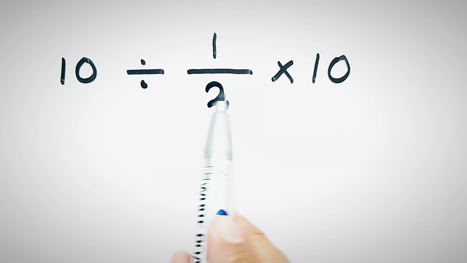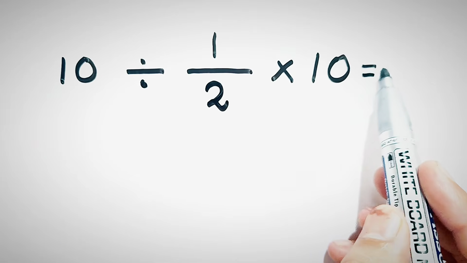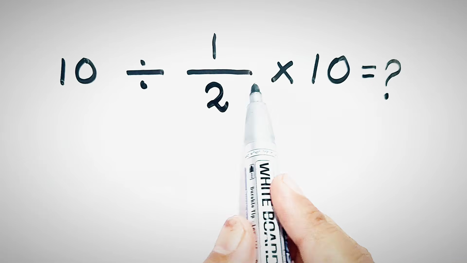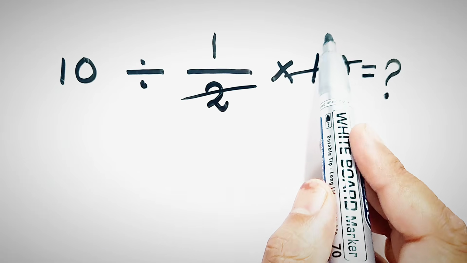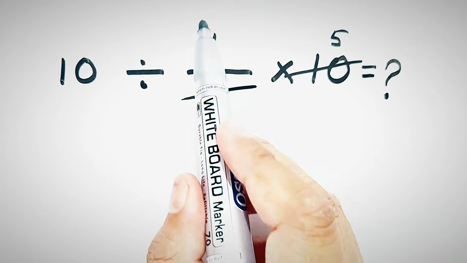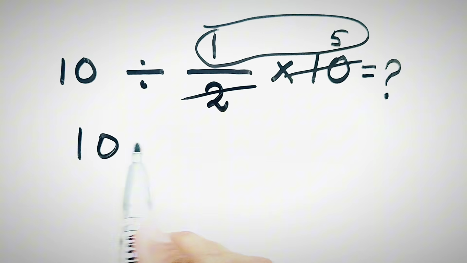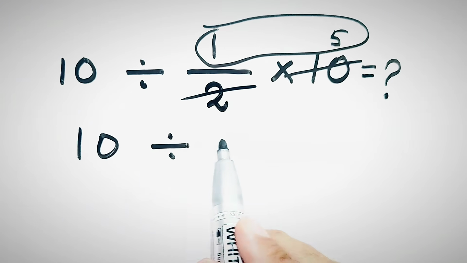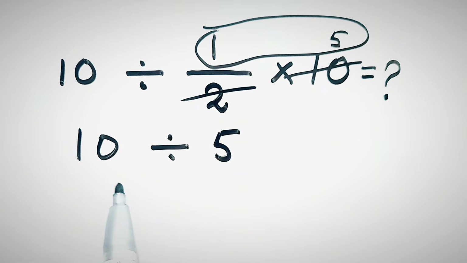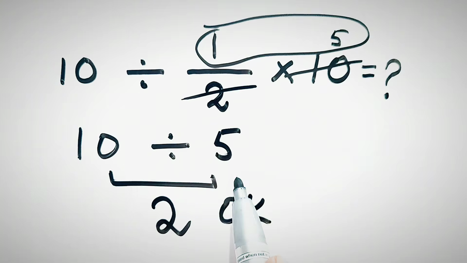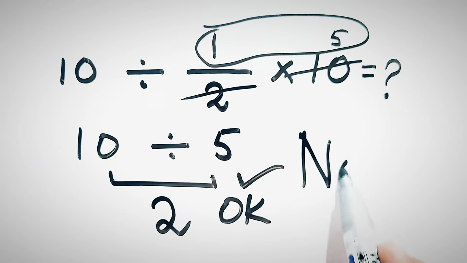My question to you is, 10 divided by half times 10 is equal to what? Most people wrongly solve this question because they cancel 2 and 10 and they will get 10 divided by 5, and hence their answer will be equal to 2. That is not the correct answer because their method is totally incorrect.